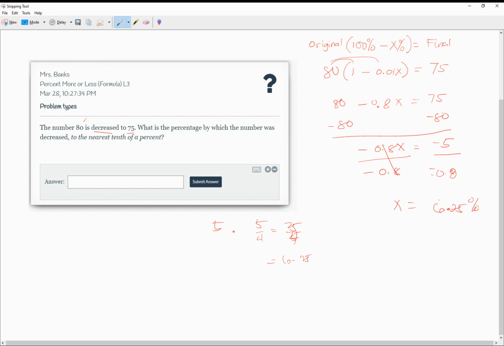So this is 6.25%, but then you need to round it to the nearest tenth. Therefore x is going to be 6.3 because the digit after the 2 is 5, and the rule is if it's 5 and above, you round up. So this is your final answer. Hopefully this helps. Let me know if you have more questions.